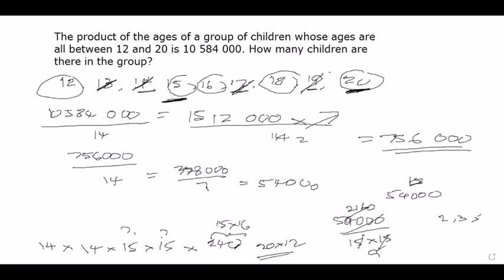So the question is not what the numbers are. The question is how many children. So these will give you 2, the last one, and you get another 4. So the answer is 6 children altogether.